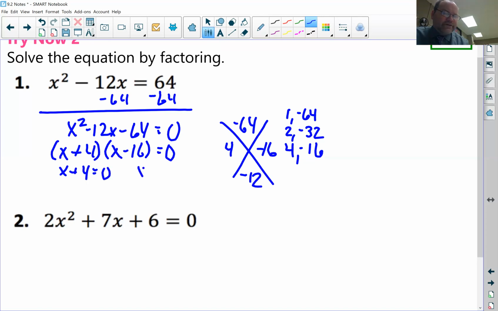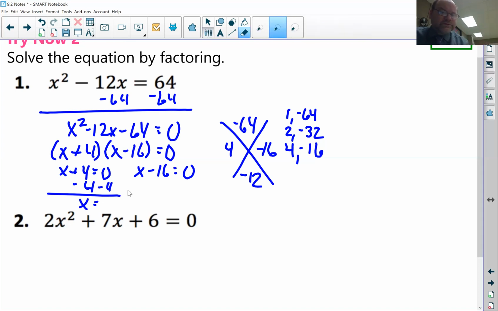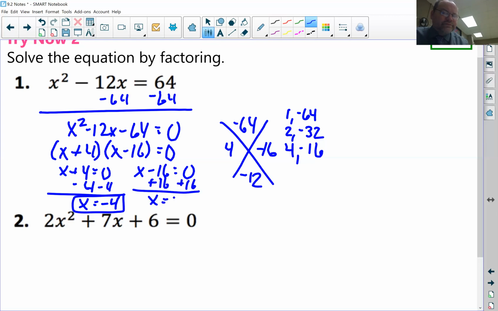Set both of my factors equal to 0. In this case, I subtract 4 from both sides, so x equals negative 4. For the second factor, add 16 to both sides. And we have our solutions.